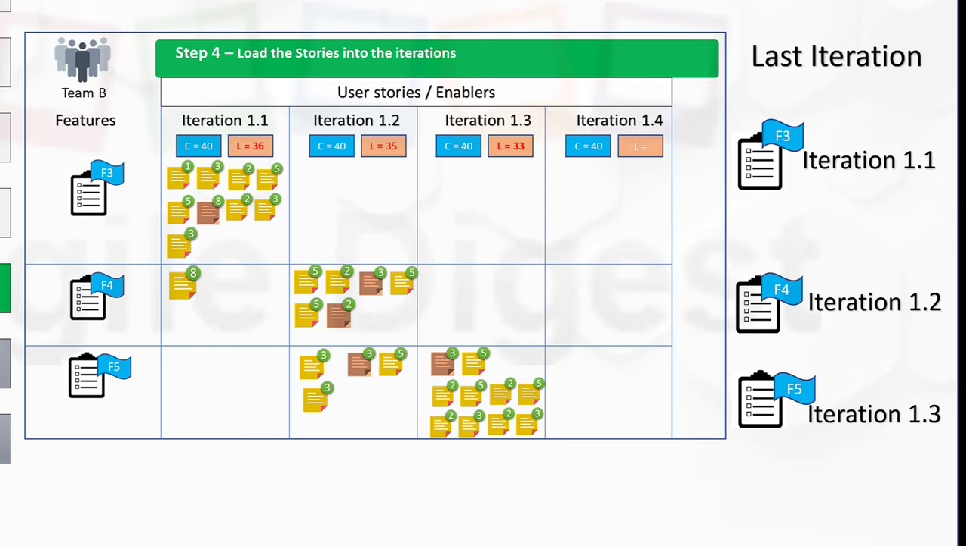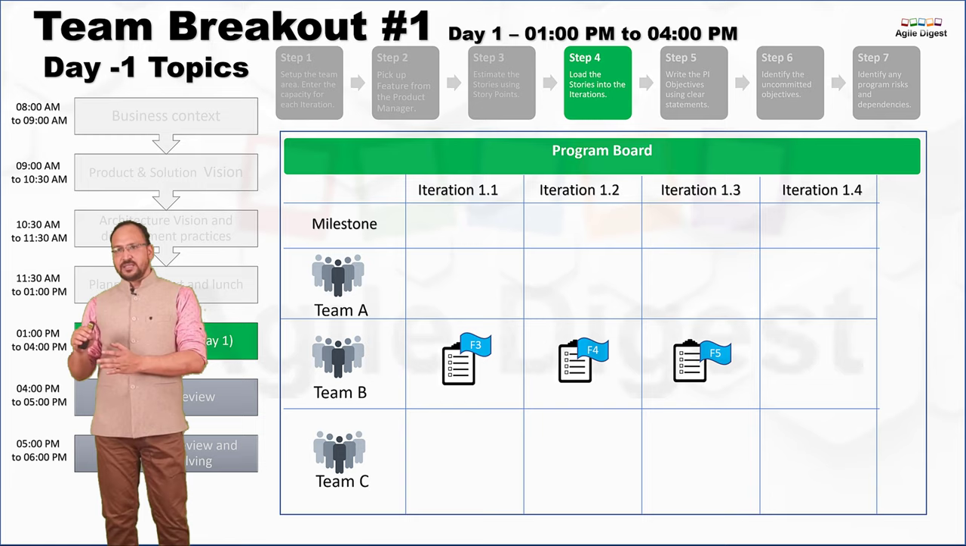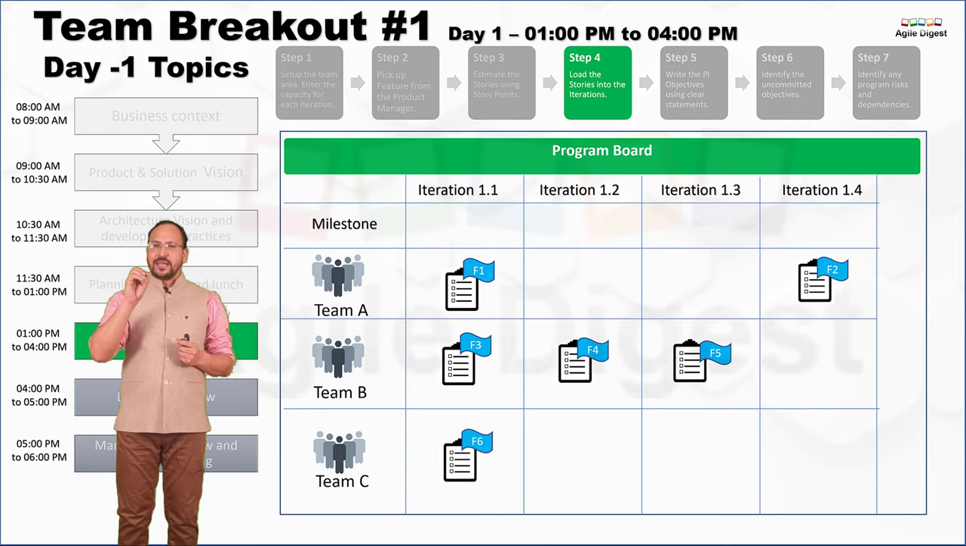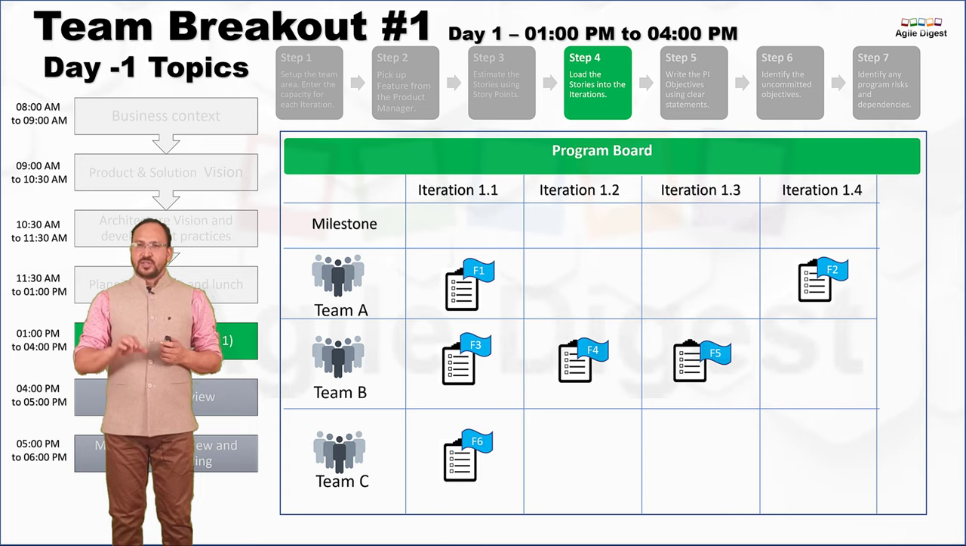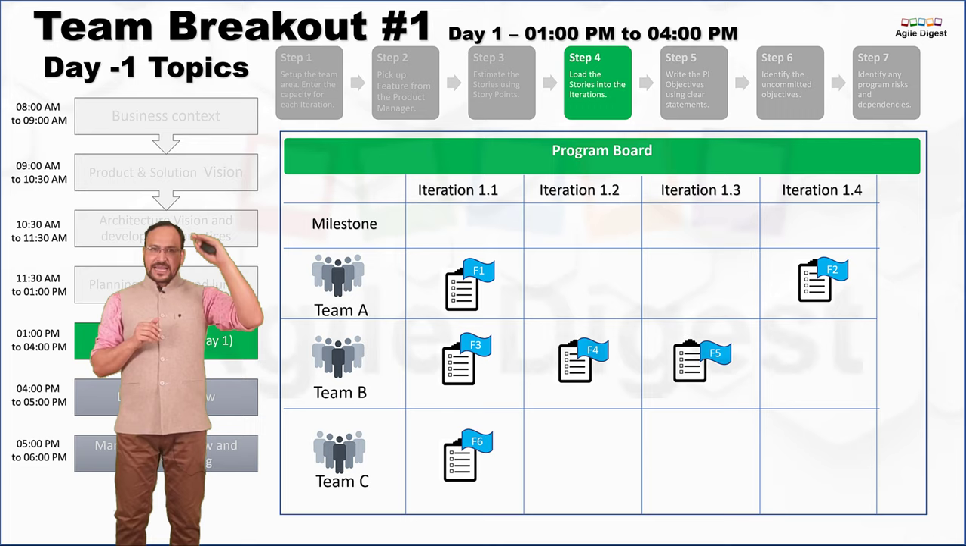So I can make a program board something like that. For team B, I'll have F3, iteration 1, iteration 2 and 3. In the same fashion, I can have different features mapped into our program board, where all the teams are just putting their features into the different iterations where they are ending. So this is what they have done earlier. They have split the features into multiple stories and put the stories where they will be ending, and they have the categories of different features.